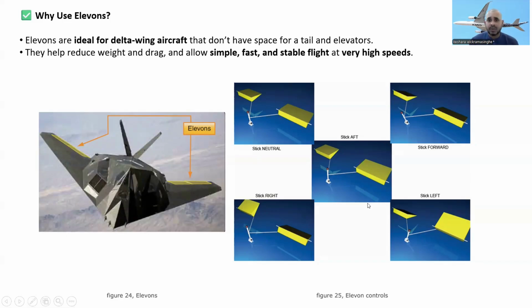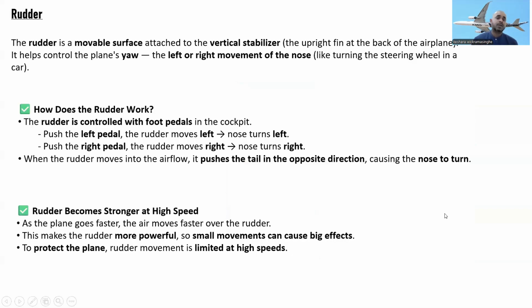So this one is stick neutral, and this one you can see stick aft and stick forward. Stick right, this one acts as an aileron. Stick left, it acts as an aileron, like this. Now let's go to the rudder.